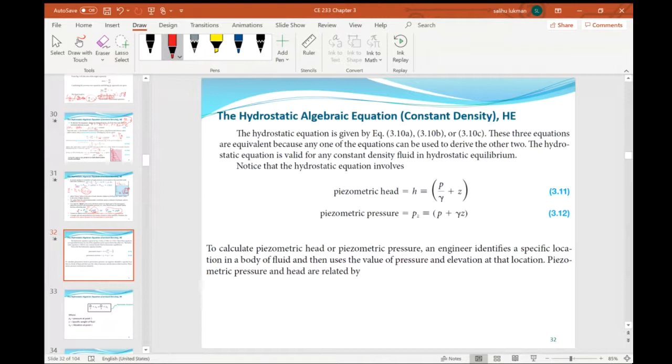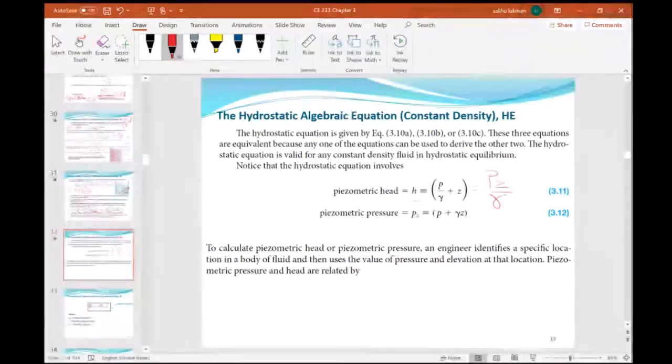So still on the hydrostatic equation, it is given by these equations. The piezometric head is given by P over gamma plus Z, and the piezometric pressure is given by P plus gamma Z. And the piezometric head, like I mentioned, is given by the piezometric pressure divided by gamma. So this is very, very important: the piezometric head is the piezometric pressure divided by gamma.